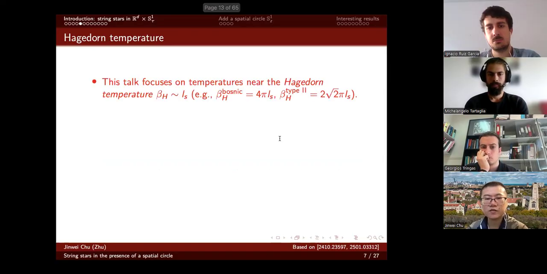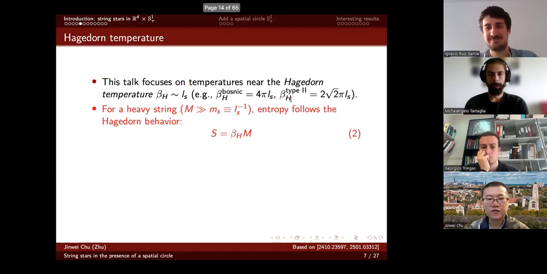So my talk will focus on temperatures near a string-scale critical temperature called the Hagedorn temperature. This Hagedorn temperature is comparable to l_string. For example, in bosonic string theory, this beta_H is equal to 4π l_string. And in type II string theory, it is equal to 2√2 π l_string. So let me first give a brief review of this Hagedorn temperature.